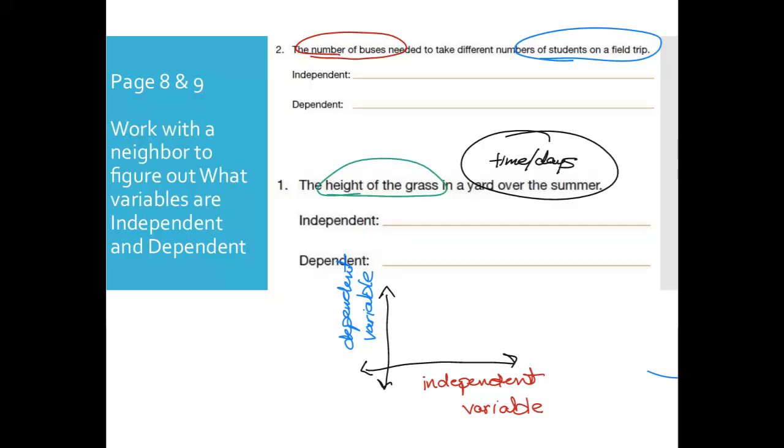Okay. Let's just talk about these first two. So number 2, number of buses and the number of students. We said those are the two variables. Which one is the independent? So it could stand alone. It would be on the x-axis. Number of students. What do you think? Yeah, number of students. Is that the independent? Yes, so that would determine the number of buses.